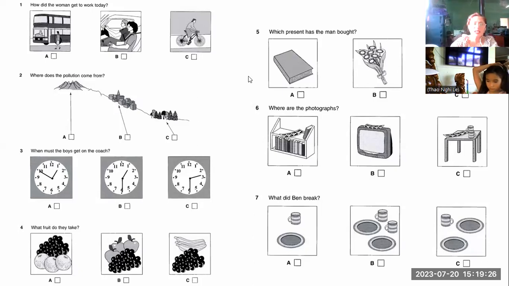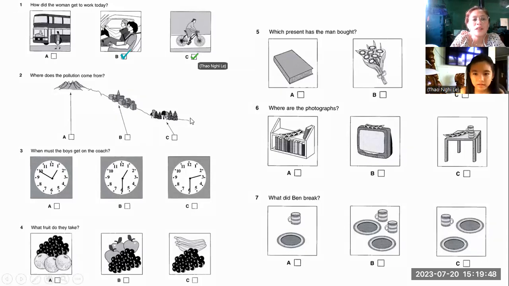Okay, Nghi. So what is your answer for number one? Sorry, Nghi, the internet here is not really good. Okay, number one. How did the woman get to work today? Number one is bike. Okay. Oh, very good. Okay, next one.